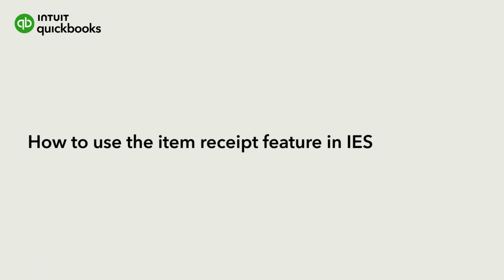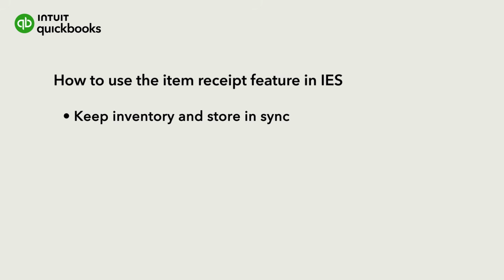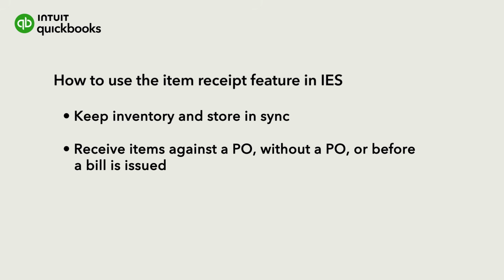The item receipt feature decouples physical inventory arrival from financial obligations, allowing you to update quantity on hand the moment goods are received. This feature keeps your inventory and store perfectly in sync without waiting for a bill or paperwork. You're now able to receive items against a purchase order, without a purchase order, or before a bill is issued.